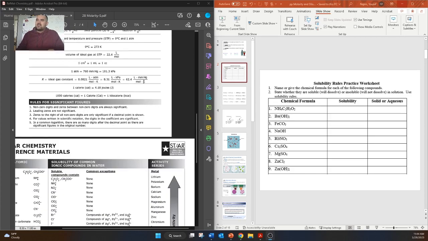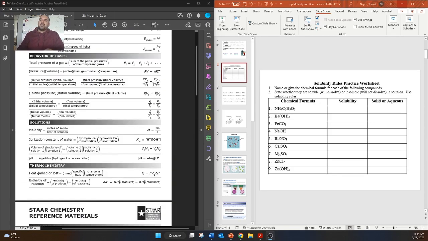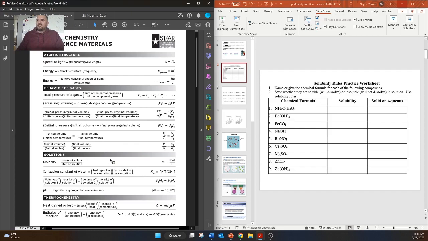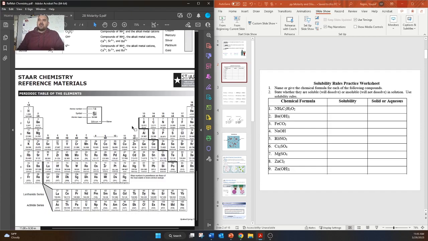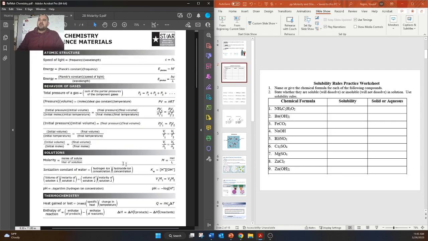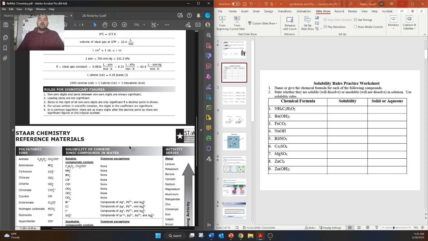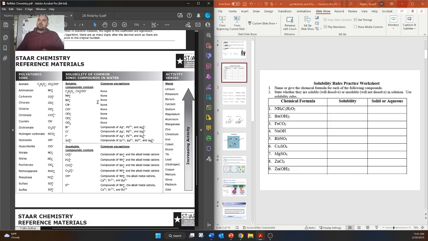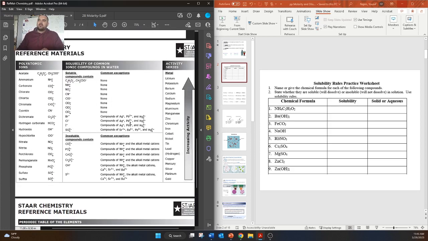So what you guys should notice is I just handed you the full periodic table, the STAR chemistry reference materials. Downstairs, y'all should have this too. We started the year by just using the periodic table, then we moved to polyatomic ions, and then semester 2 we used this sheet that gave you the gas laws and all these constants that you need. But moving forward, you're going to need the whole thing. So everyone should have a stapled version of that together. What we're going to start with is this page right here, on the back of the periodic table. We're going to be looking right here in the middle where it says solubility of common ionic compounds in agua. Y'all see that?